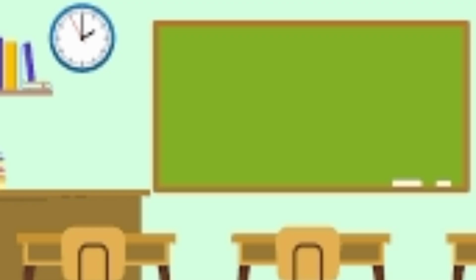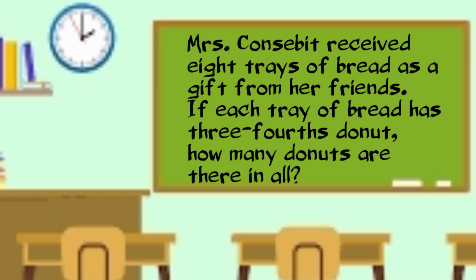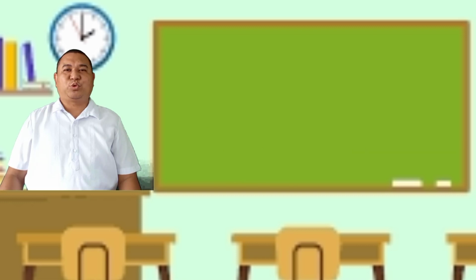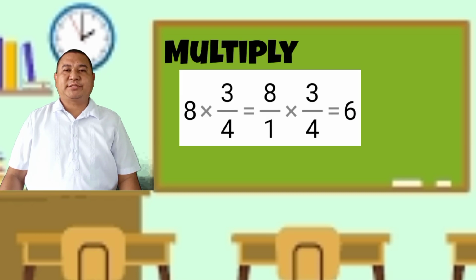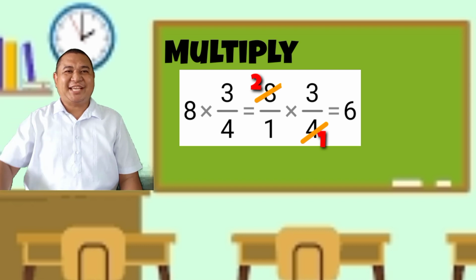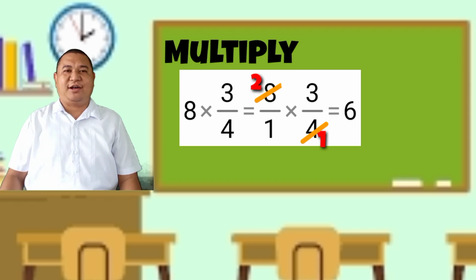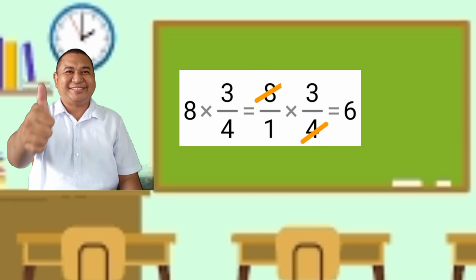Let's see if you can still remember our past lesson by finding the product of this given problem. Mrs. Concibit received 8 trays of bread as a gift from her friends. If each tray of bread has 3/4 donut, how many donuts are there in all? To solve this word problem, simply multiply 8 by 3/4, so there are 6 trays of donuts in all.